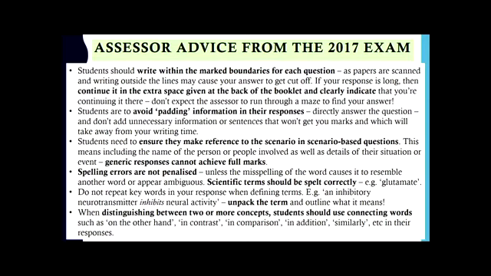Your ability to decide how much information to add in a response will be based on how many marks the question is worth, as well as how much space they've given you. So just make sure you use that to gauge how much you have to write.